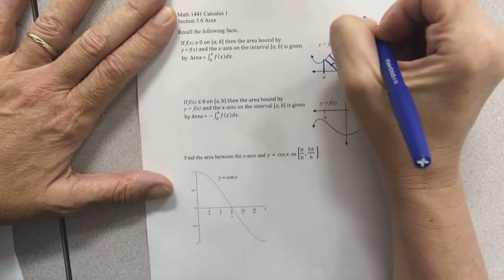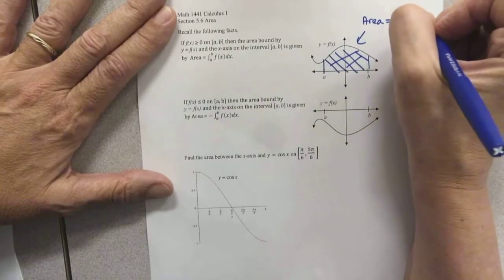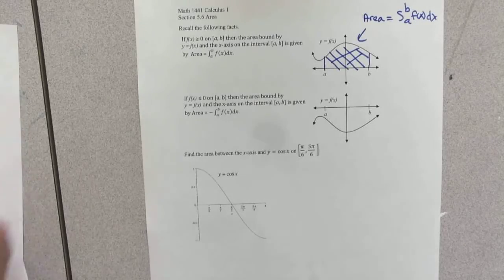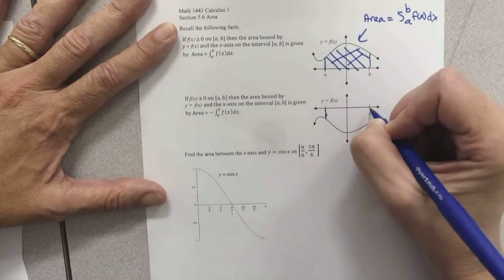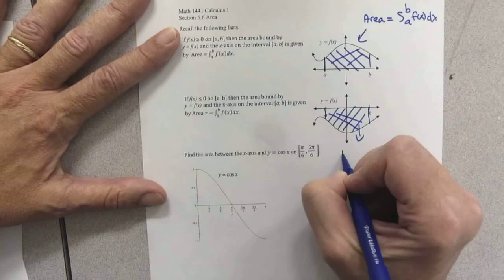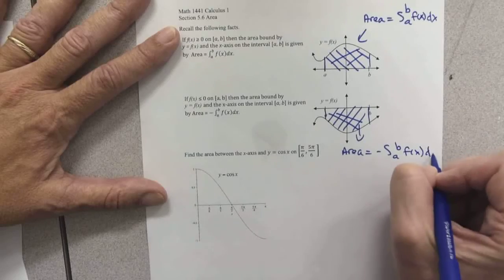That area equals the integral from a to b of f of x dx. And then if we happen to be below the x-axis, if f of x is less than or equal to 0 on a closed interval a, b, then the area bound by y equals f of x and the x-axis on the closed interval a to b is given by area equals the opposite of the integral from a to b of f of x dx. So very similarly, that area of the region right there equals the opposite of the integral from a to b of f of x dx.